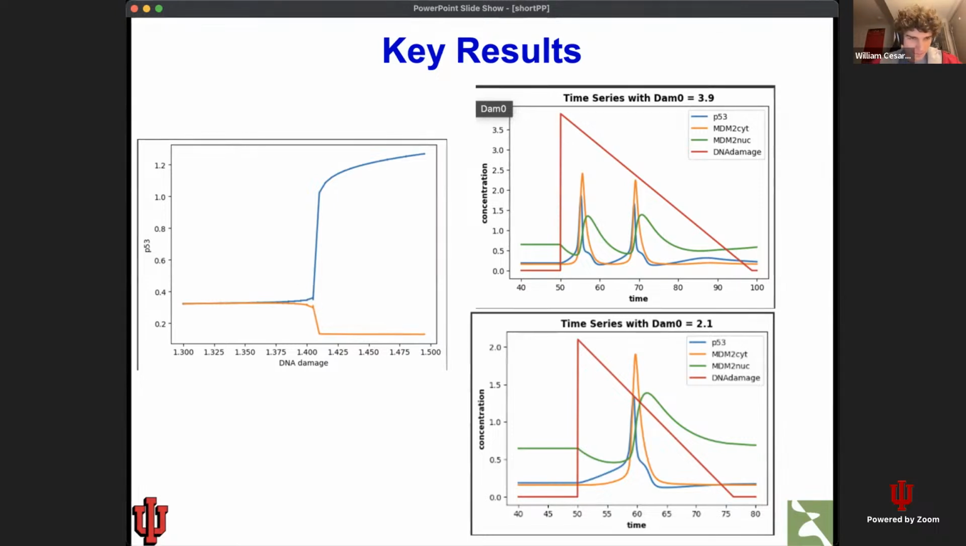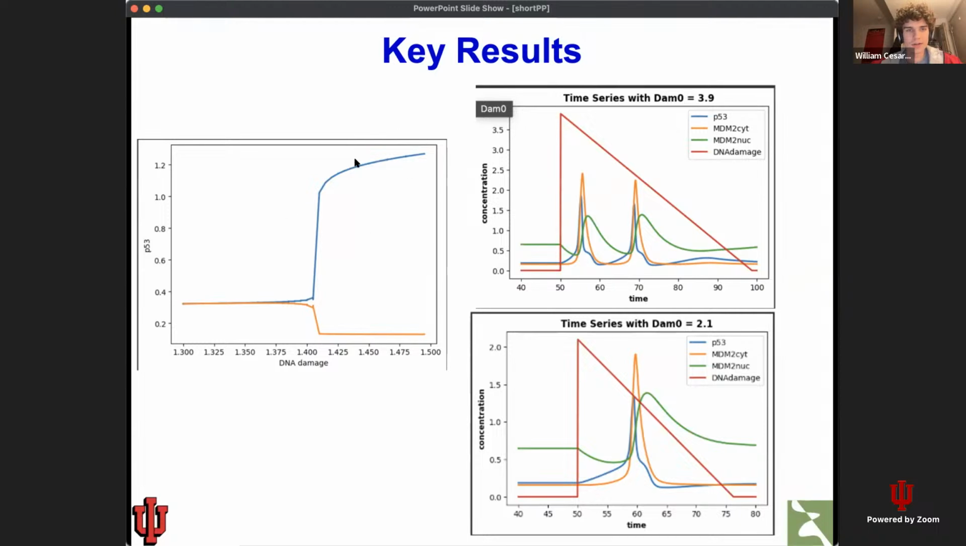And this represents oscillatory responses. We plotted the maximum value of p53 and the minimum value of p53, so this graph shows that around 1.41, the constant steady state that we used to have with p53 changed to an oscillatory response.